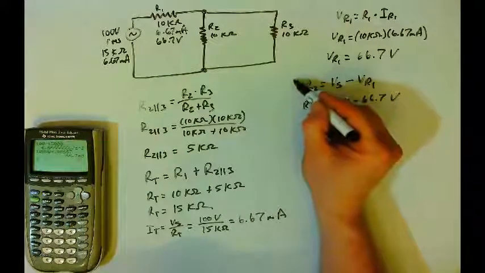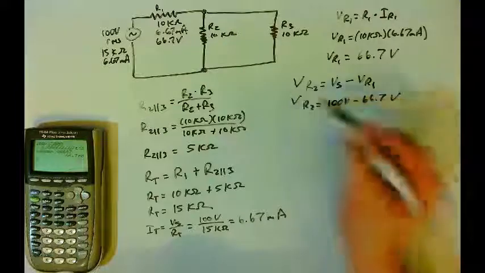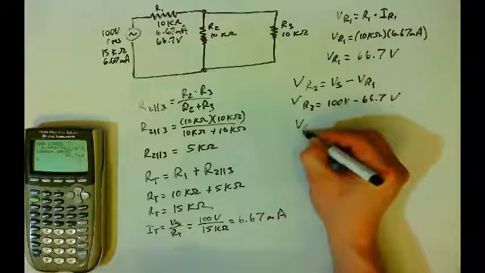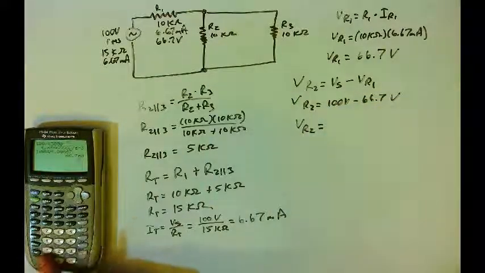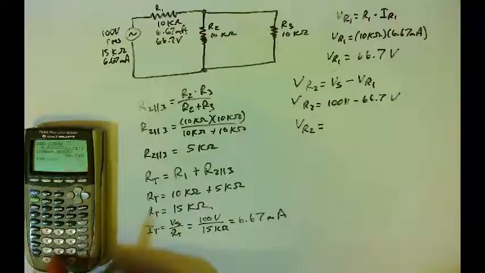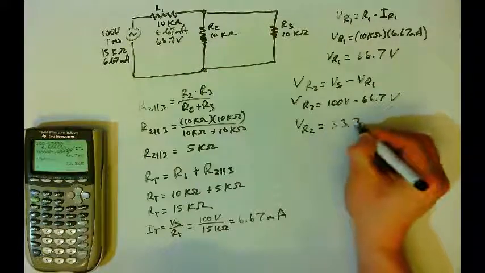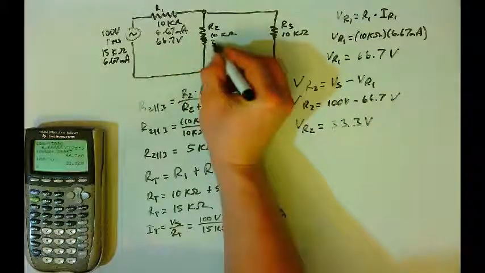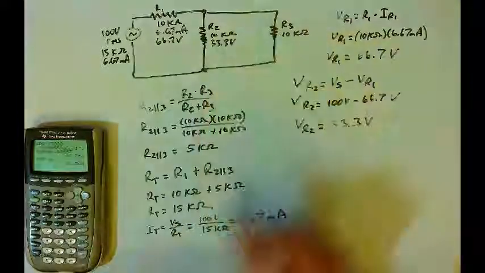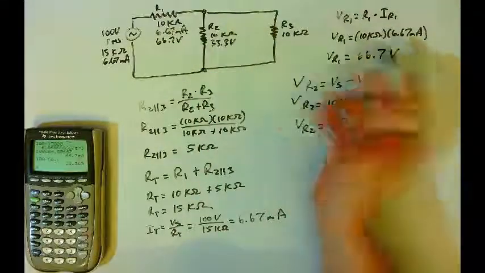Oh, and I'm sorry, this should say VR2. Okay, so the voltage drop on R2 will be equal to 100 minus 66.7, which is going to be 33.3 volts. 33.3 volts. And R2 and R3 are in parallel. They have the same voltage drop.